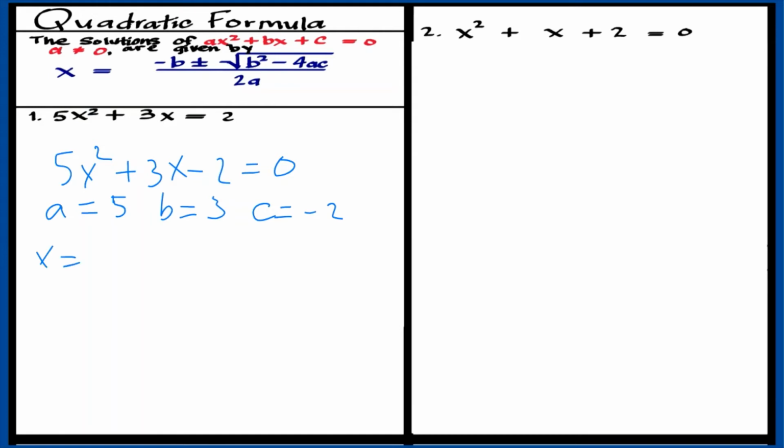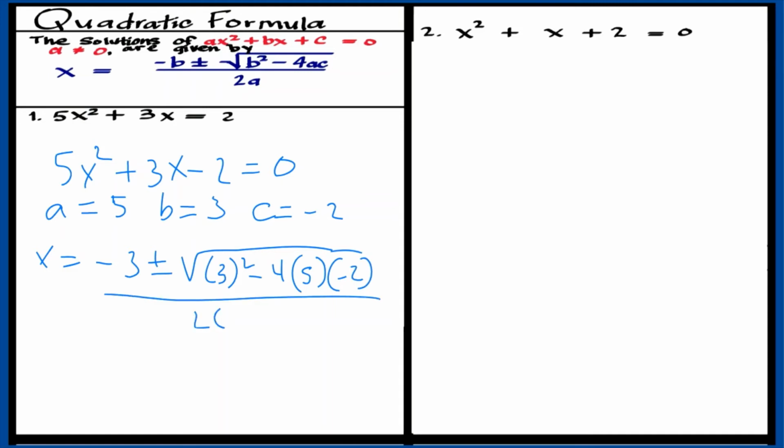So now I just put these numbers in for my variables. So I have negative b, which is negative 3, plus or minus the square root of (3) squared. I always write my b squared in parentheses, whether it's positive or negative, to make sure when I square it, I get a positive number. Minus 4 times a, which is 5, times c, which is negative 2, over 2 times 5.